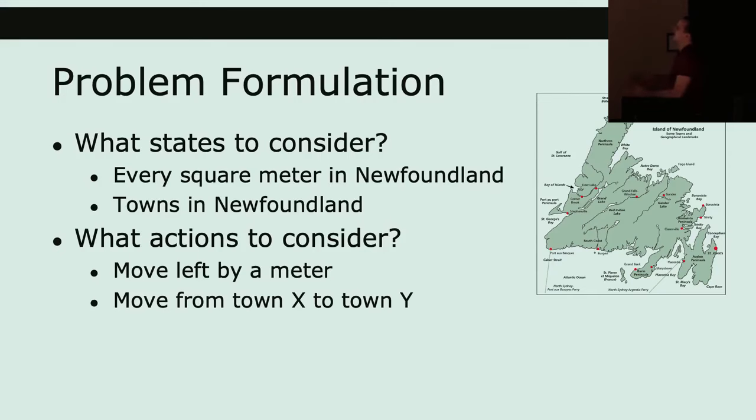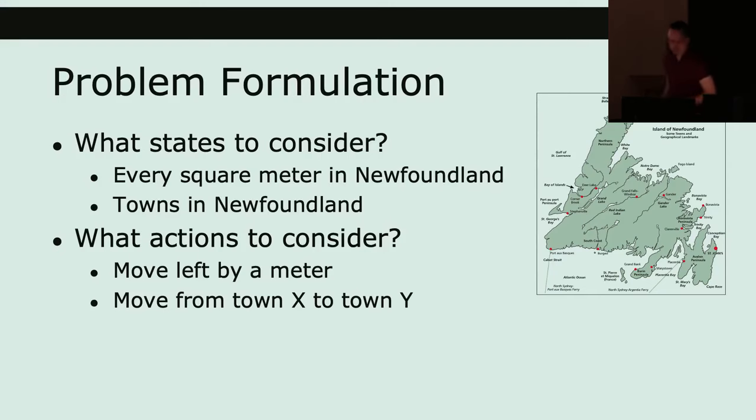So maybe you say, okay, I'm going to take the towns in Newfoundland as my states, and let's just assume that the person is capable of navigating from one town to another town via the roads. So maybe we'd formulate this as a graph, and if there are no towns in between two towns, then you just go on the road between those two towns, and that's how you would define your action.